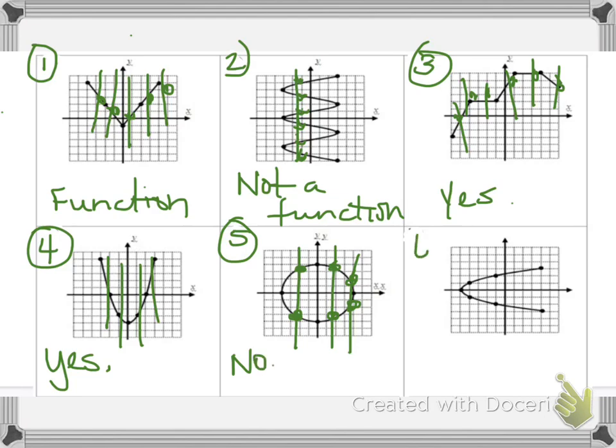Let's try our last graph, graph number 6. If I draw my vertical lines, I'm passing, as you guys can see, more than once. So no, this is not a function. Okay?